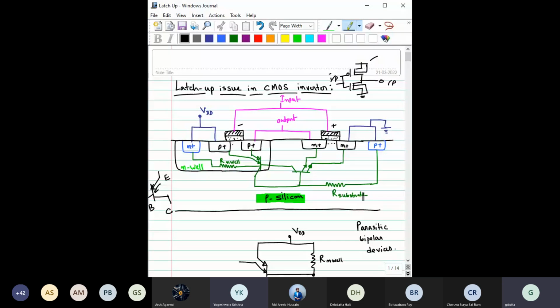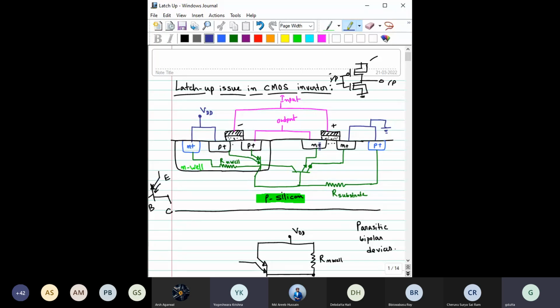Then you might argue why we are not considering the resistances inside this. Yes, if you want to make an accurate calculation, you should also consider the resistances of this P plus region. But as these regions are heavily doped, for the time being we can neglect that resistance. So this is the formation of the PNP, and this resistance is clear to you.